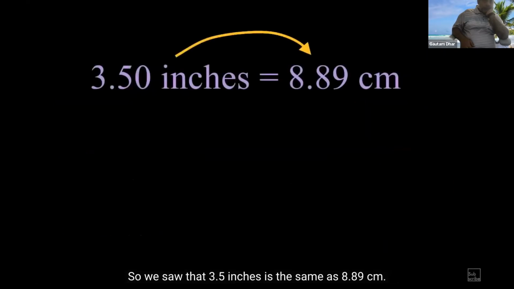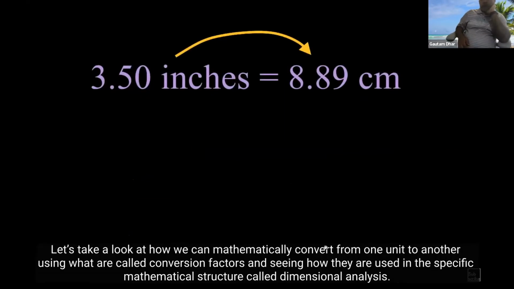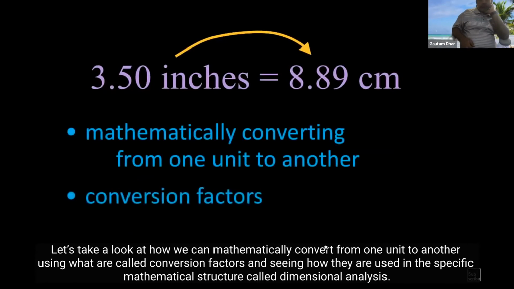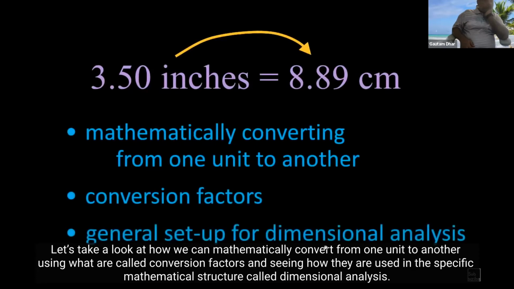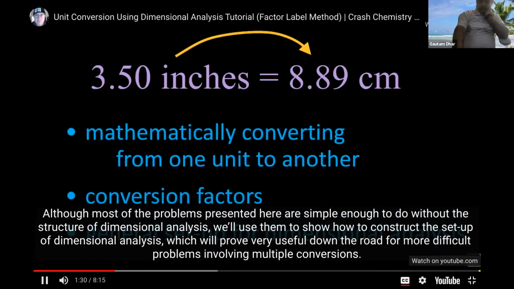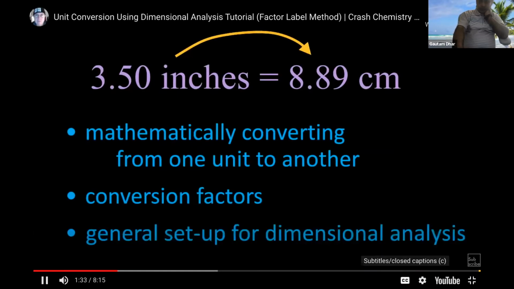So we saw that 3.5 inches is the same as 8.89 centimeters. Let's take a look at how we can mathematically convert from one unit to another using what are called conversion factors, and seeing how they are used in the specific mathematical structure called dimensional analysis. Although most of the problems presented here are simple enough to do without the structure of dimensional analysis, we'll use them to show how to construct the setup of dimensional analysis, which will prove very useful down the road for more difficult problems involving multiple conversions.